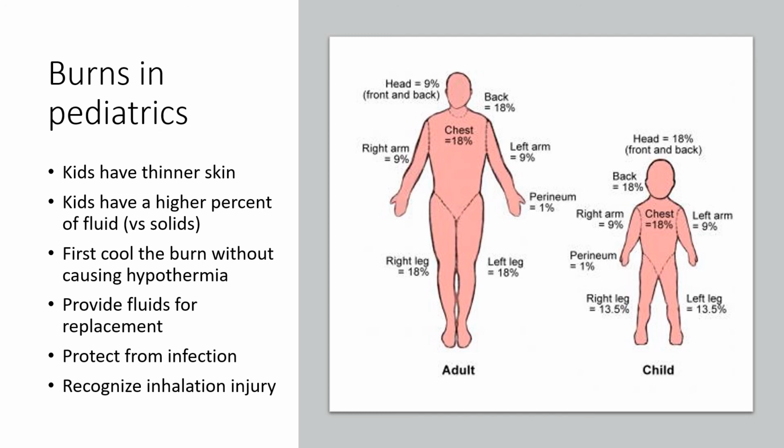And then I have the diagram here of the adult versus child. This is the rule of nines. That's calculating the percent of the body that's burned. And the big thing in kids that you can see is that the head is twice as much. So the head in an adult is 9%. That's the entire head. In a child, it is 18%. And then kids lose some of that percentage off their legs.